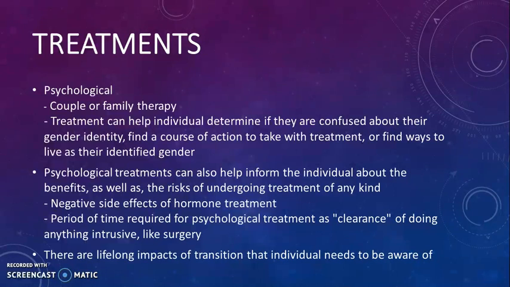Treatments could include psychological as well as medical. Psychological treatments can help the individual figure out if they are confused about their gender identity, to help them find the course of action to take with their gender dysphoria, or to find ways to live their preferred gender part-time, of course in an accepting environment. Psychological treatments can also help in informing the individual about the benefits as well as the negative side effects of hormone treatments. There is also usually a period of time required for psychological treatment or clearance before anything intrusive occurs, like surgery. There are lifelong impacts of transition that the individual needs to be aware of before undergoing anything.